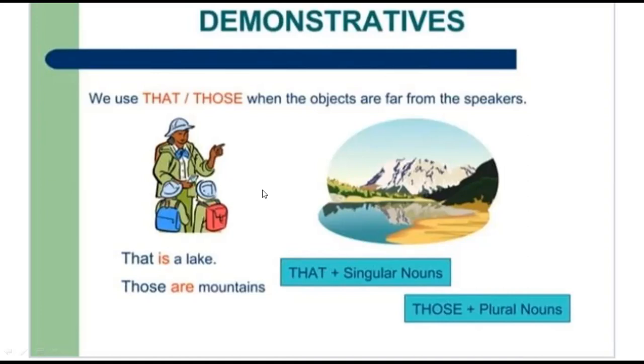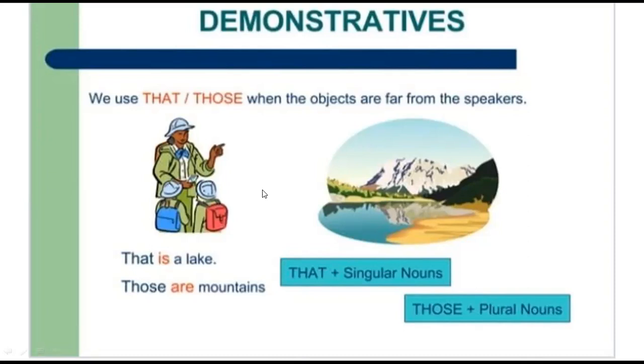Those is used for plural and that is used for singular. Here there is only one lake, so the person says that is a lake. I'm confused in it. When the things are far and you are pointing towards a singular thing, you will use that. And if you are pointing towards plural things, you will use those.